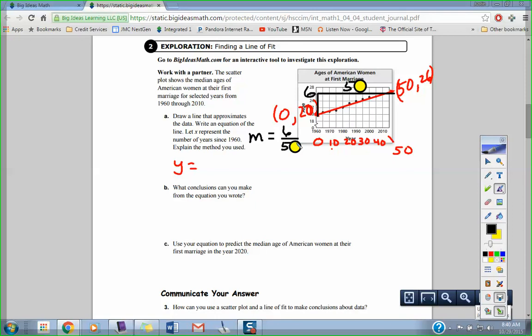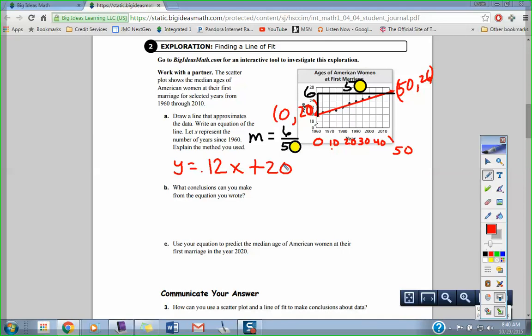6 divided by 50, what is that? 0.12. So the slope is 0.12. And now what was the y-intercept, kiddos? 20. Everybody understand how I got that there? Yes. So what conclusions can you make from this right here?